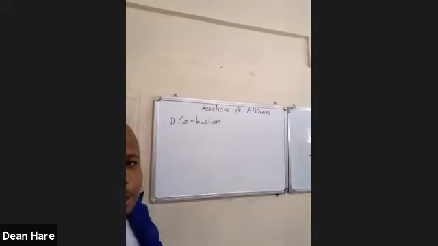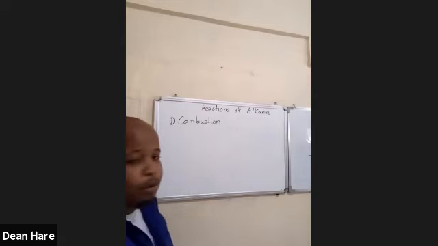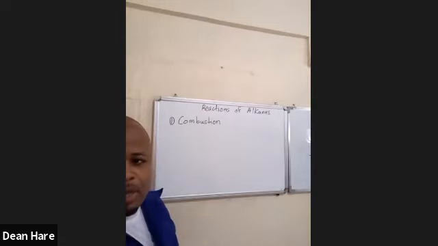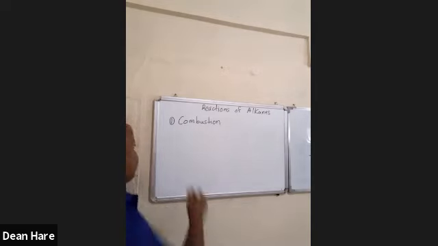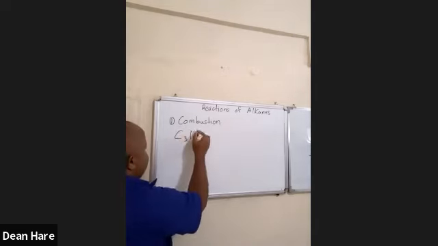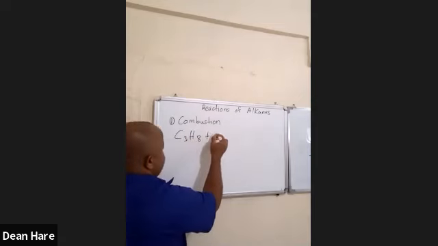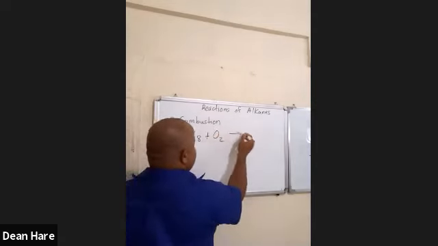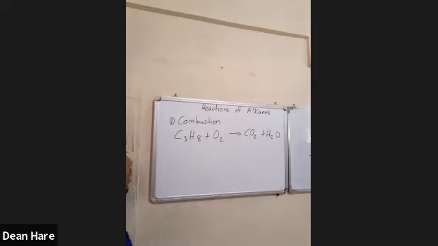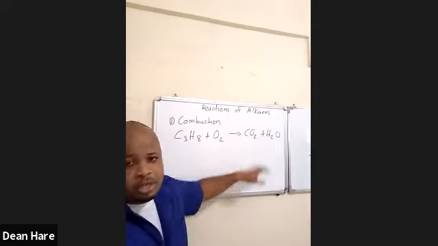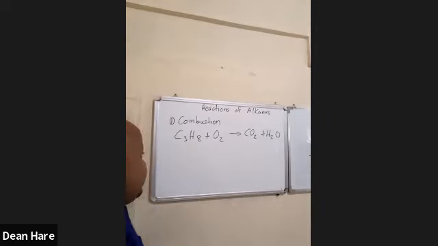Now, what is the product of combustion? Anybody remember? If you combust an alkane, what are the products? For example, let us use propane. The other products are carbon dioxide and water, right? So this one is pretty straightforward. All you have to do is write the equation and balance it.